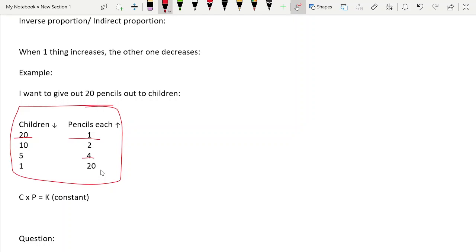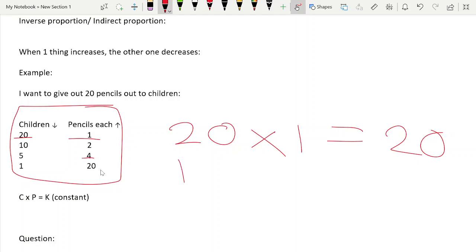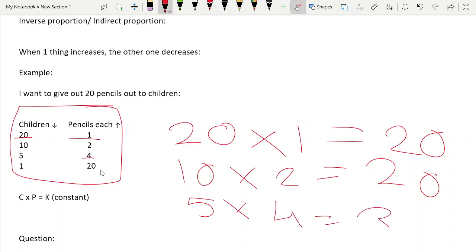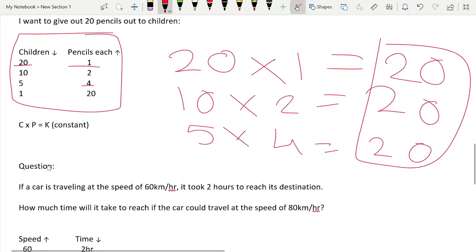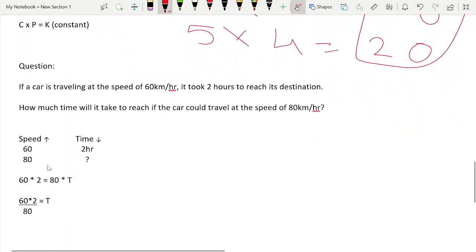Okay? A formula we can take out of this is C times P is equal to K. How? If you have children, meaning 20 times 1, because there is only one pencil, then it's going to be 20. Now 10 times 2 is 20. Then we've got 5 times 4 is equal to 20. Meaning 20 is staying constant. So we have got C times P equal to K. Let's take a question for clear understanding.